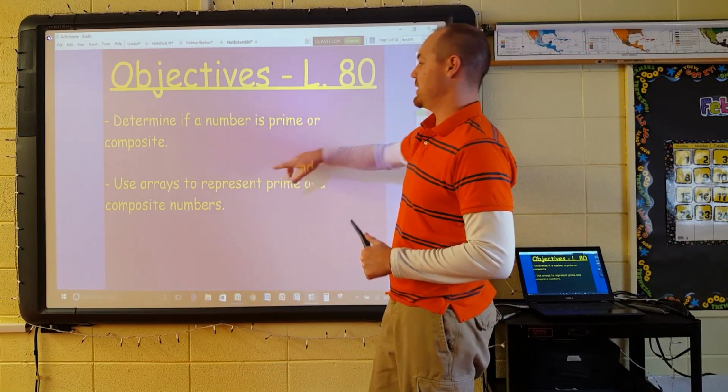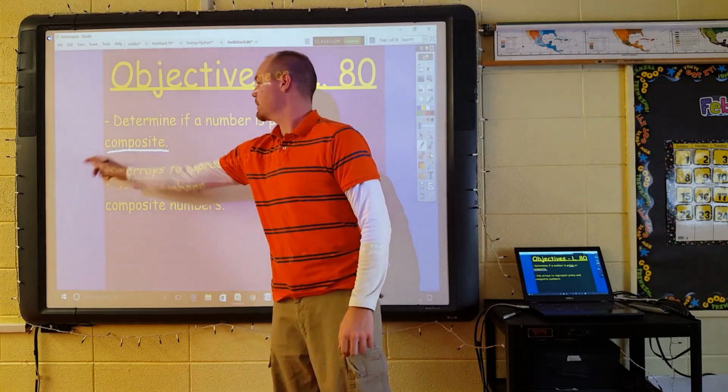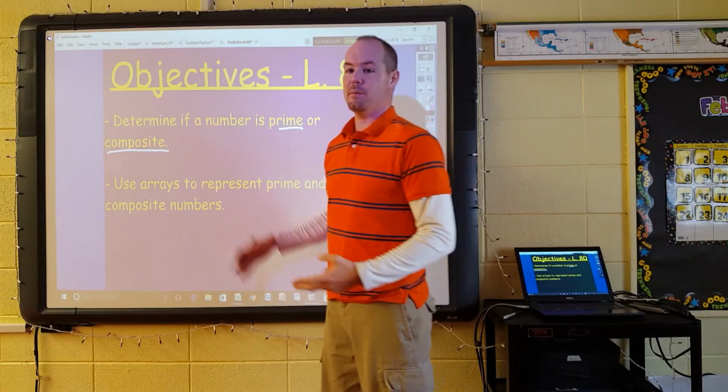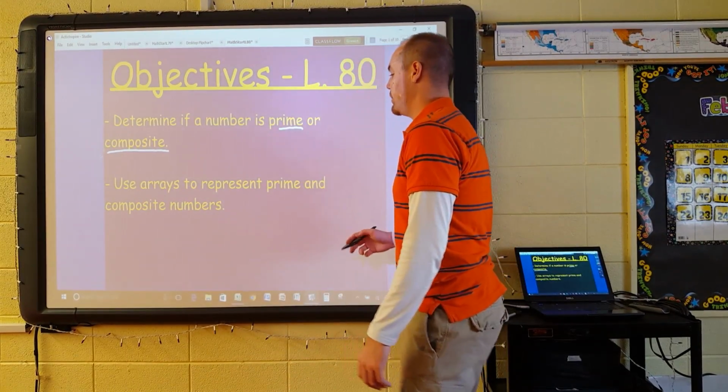The objectives for lesson 80: we will first determine if a number is prime or composite. Remember, prime numbers only have two factors, one and itself. Composite numbers have more than two factors. We will also use arrays to represent prime and composite numbers.